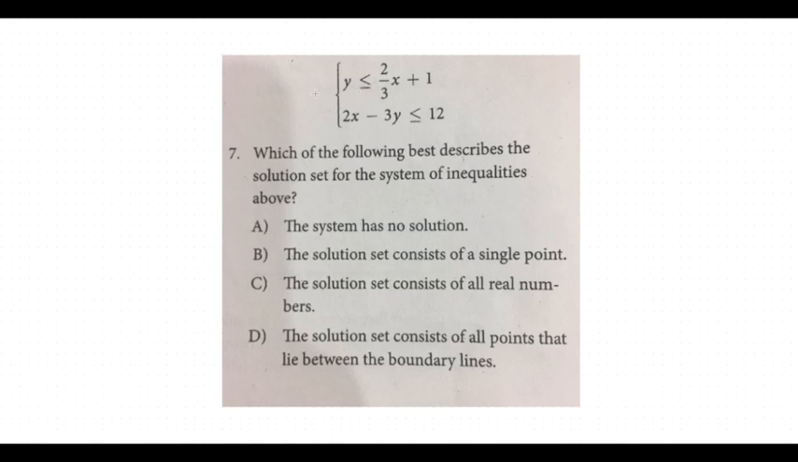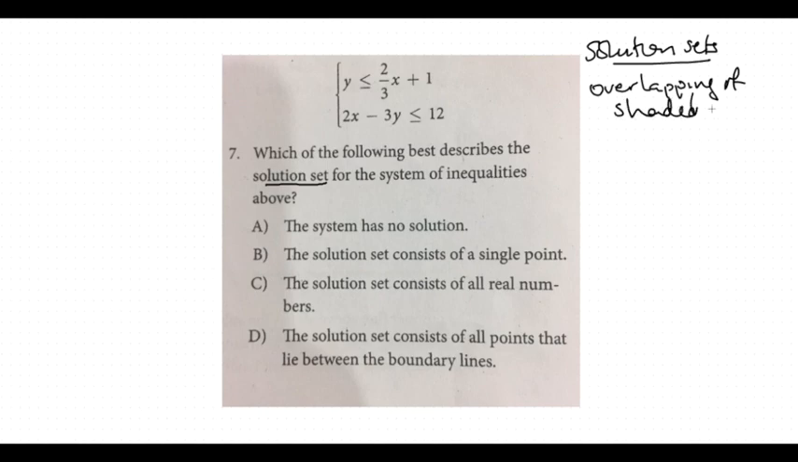Remember, linear inequalities don't just have a solution, but they have a solution set, because remember, it's a range of values. So which of the following best describes the solution set for the system of inequalities above? How can we determine solution sets? That's the first question. Well, remember, inequalities have solutions, and where are the solution sets for inequalities? Isn't it in the overlap? Isn't it in the overlapping of the shaded regions of both inequalities?